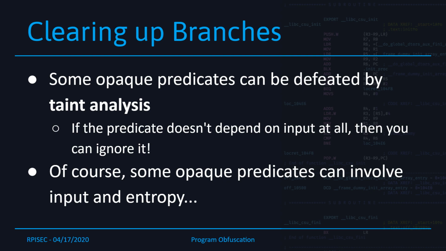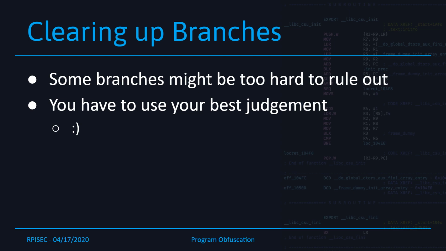So we can kind of try to defeat opaque predicates by things like taint analysis, where we track where input goes or where certain data goes. So we can say, oh, okay, this thing does not depend on any of the program's inputs, so it's constant. Now, of course, opaque predicates can include input and random data. Tigress has options for that. Something fun. And as a result, some branches might just be too hard to rule out automatically. So you can use your best judgment. But if you're wrong, your analysis will be incorrect, so no pressure.